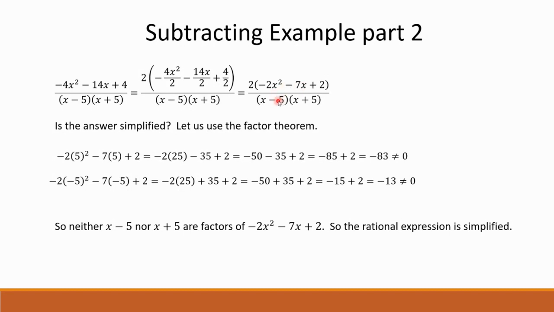But again, we can use the factor theorem. It's enough to determine if 5 and -5, if the polynomial on top maps 5 to 0 or -5 to 0. And that's what I'm doing here. I take the top, I'm replacing x by 5, and I'm doing this calculation. So we get -50 minus 35 plus 2. And that turns out to be -83. Well, that's not 0. So that tells us x minus 5 is not a factor of the numerator.